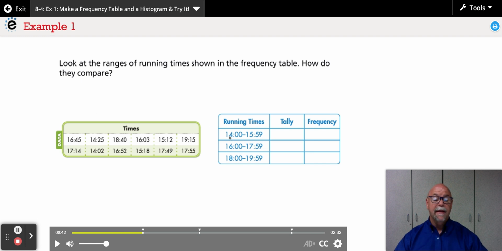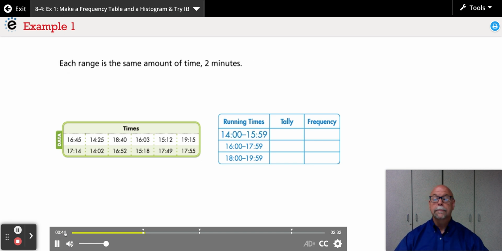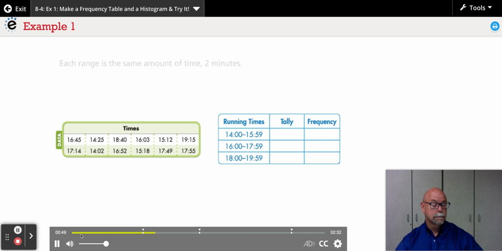First thing I want to point out is that these are ranges. So we would look at the time from anywhere from 14 minutes to 15 minutes, 59 seconds. And if one of those times matched that, then we would put a tally, and then at the end, count up the tallies to get the frequency. So 16:45 would go here, we would put a tally. 14:25 goes here. Each range is the same amount of time, 2 minutes. Organize the data in the frequency table.